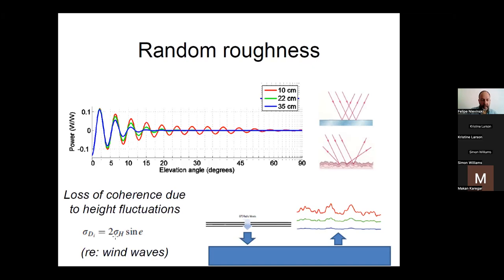Here, sigma H is the height standard deviation. So very simply, take a profile of your water level. It can be either a spatial profile, if you cut a cross section, or it can be a temporal profile, if you are sampling in one point over time. Take a mean. The mean will affect your antenna height, but the standard deviation will affect the interferometric power.